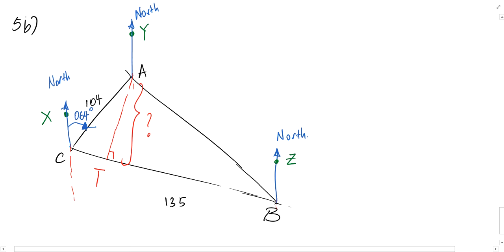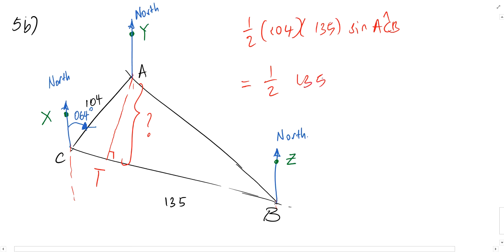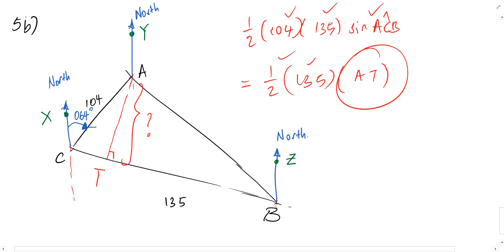Okay, yeah, one possibility is to find the area. How? Half AB sine C. Okay, so half 104, 135 sine ACB must be equal to half times 135 times AT. Well, since we have this, this, this, this, then what's left is AT. Can? So find AT.